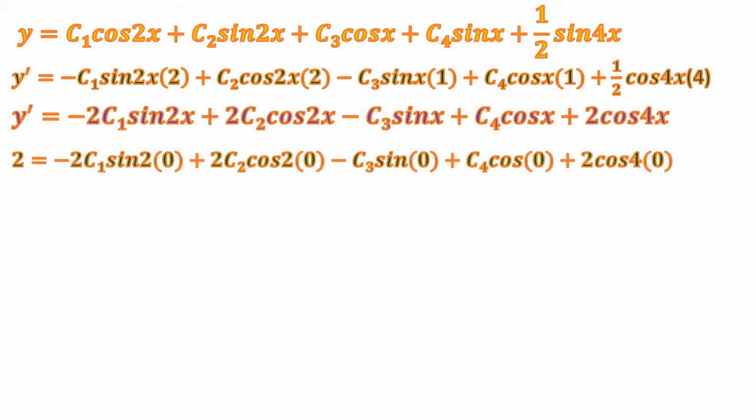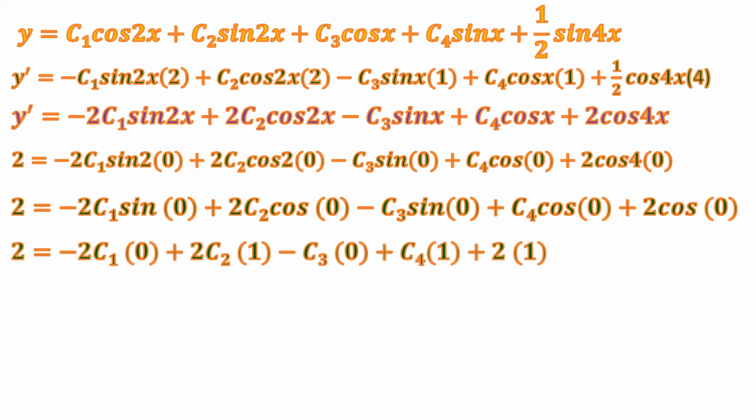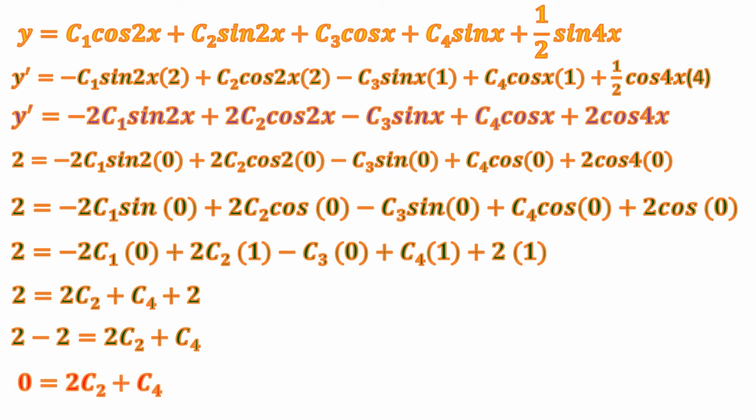And so we'll substitute based on the initial conditions. When x is 0, then y prime is 2. Then multiply those numbers with zeros, the angles I mean. So let's multiply that. And then sine of 0 is 0 and cosine of 0 is 1. Then all those times 0 will be gone. So what's left is 2c2 plus c4 plus 2. So we can transpose the 2 because it's a constant. So it becomes 2 minus 2, which will give us 0. So this is another equation that we needed later.